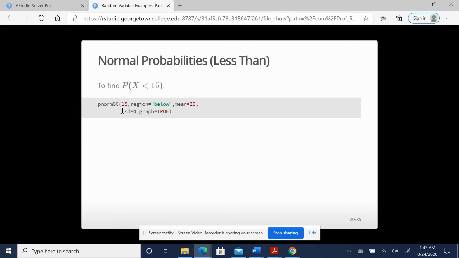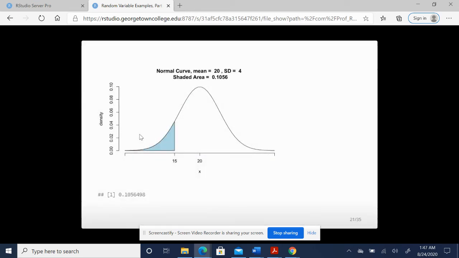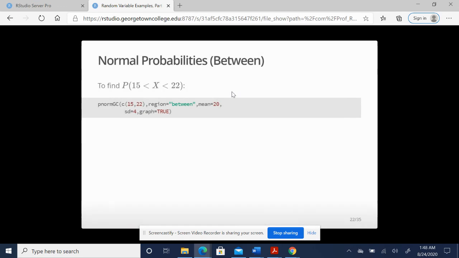Okay, what about less than? This is the probability of randomly selecting a student who spends less than 15 hours on social media. There's my boundary. The region is below because we want less than. Mean is 20, standard deviation is 4. We want the graph. Marks off 15 and goes below. So we have about 11%, or 0.1056.